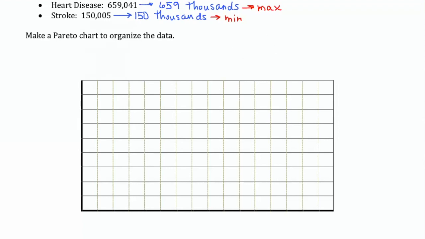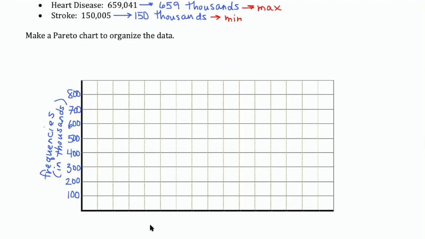On the y-axis of a Pareto chart, you always put the frequencies, or relative frequencies if that's what you choose to graph. In this case, remember these numbers are in thousands. Now, my minimum is 150, my maximum is 659, so I'm going to choose a scale of 100. You kind of have to estimate an appropriate scale for the space you're looking to fill. Your graph should end up taking up most of the space available to you.